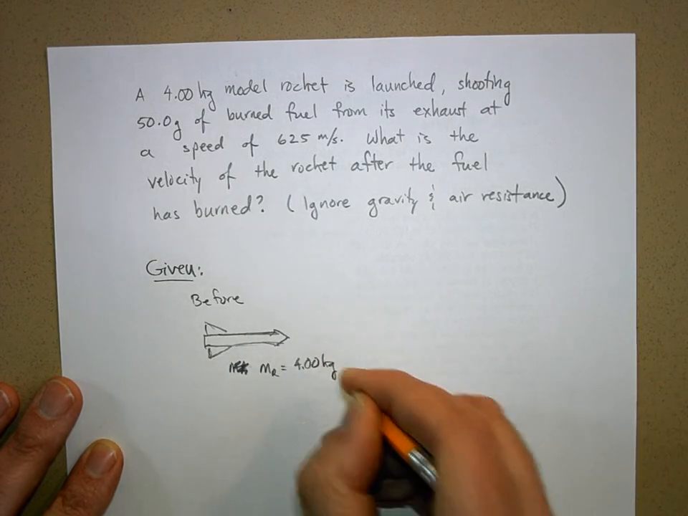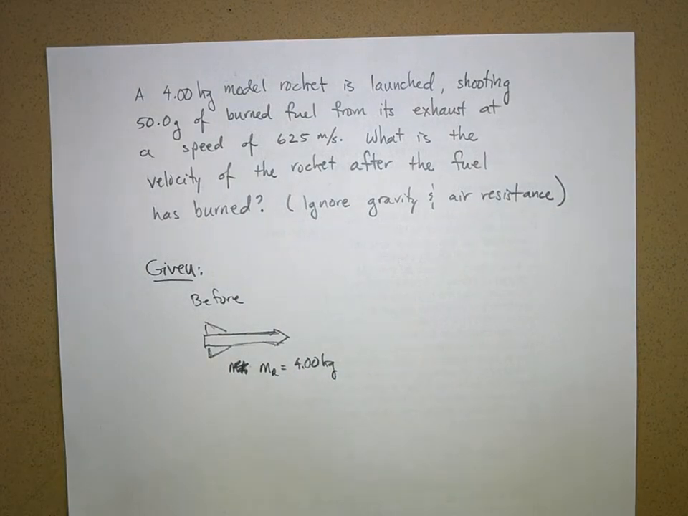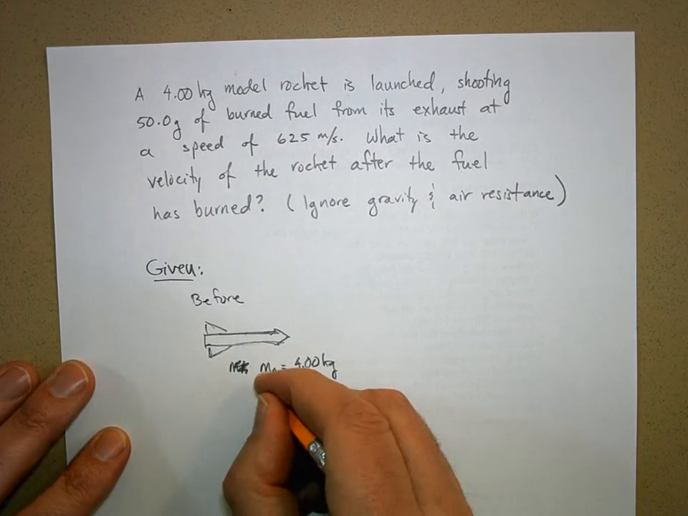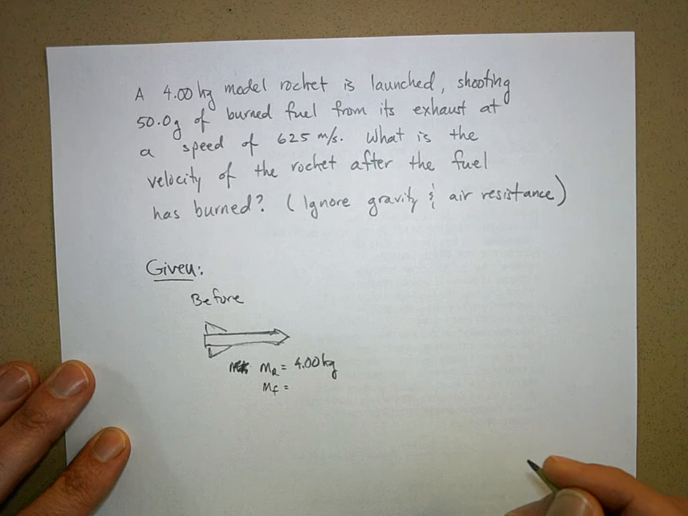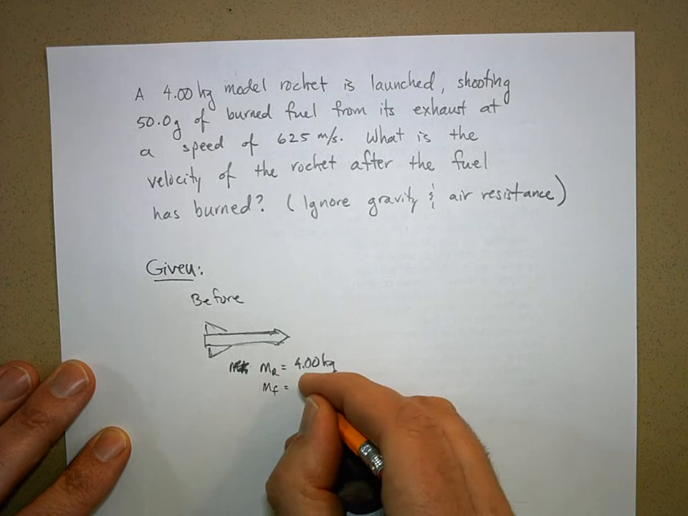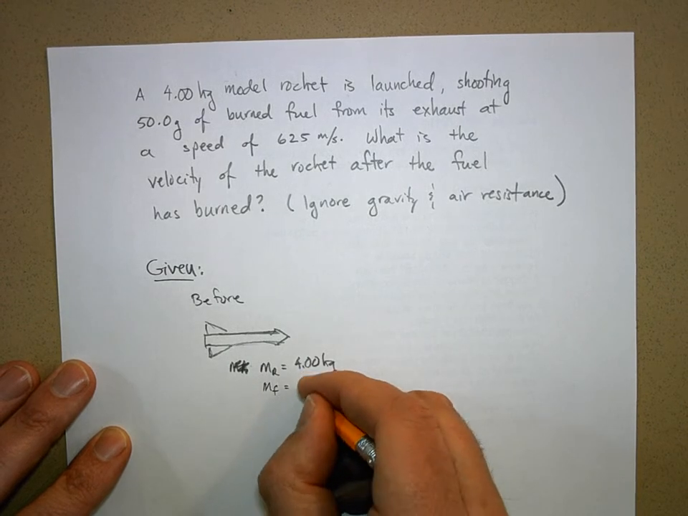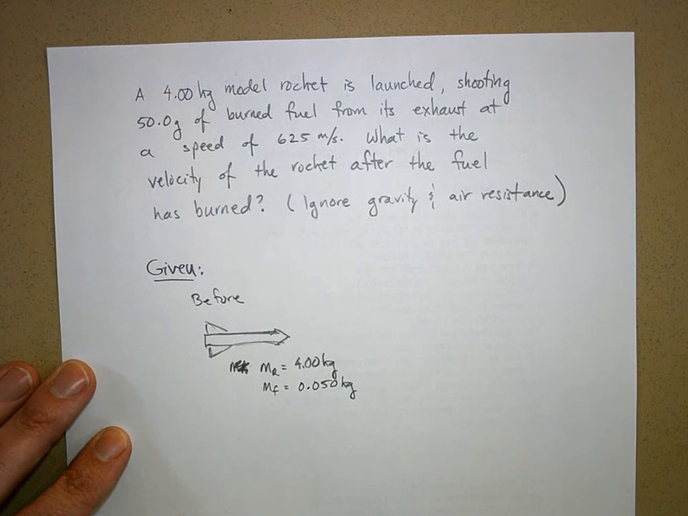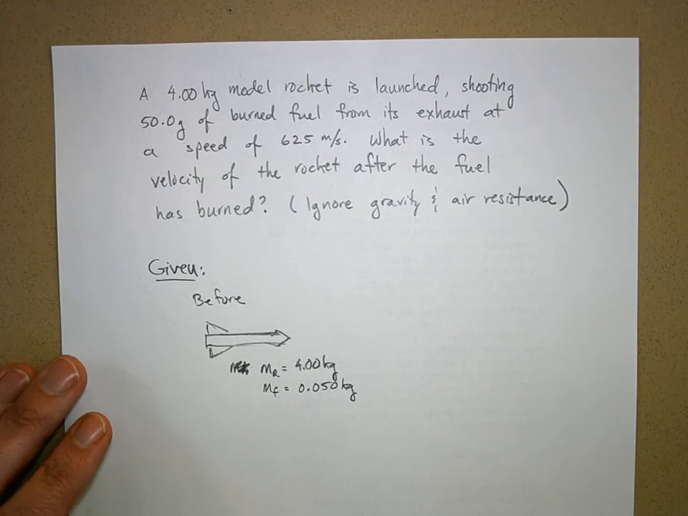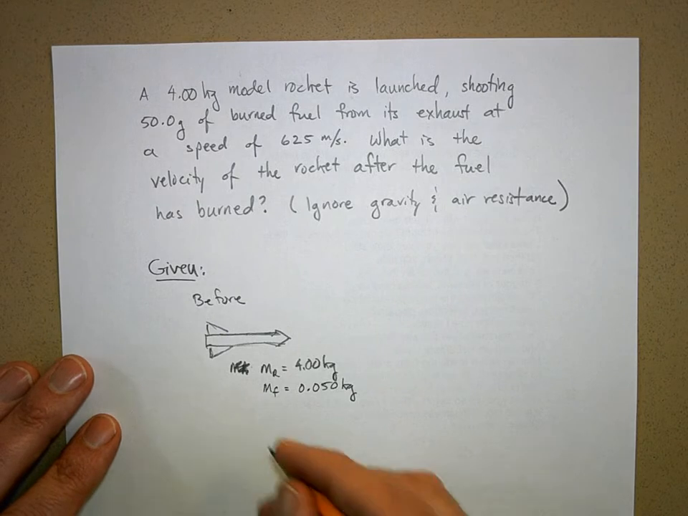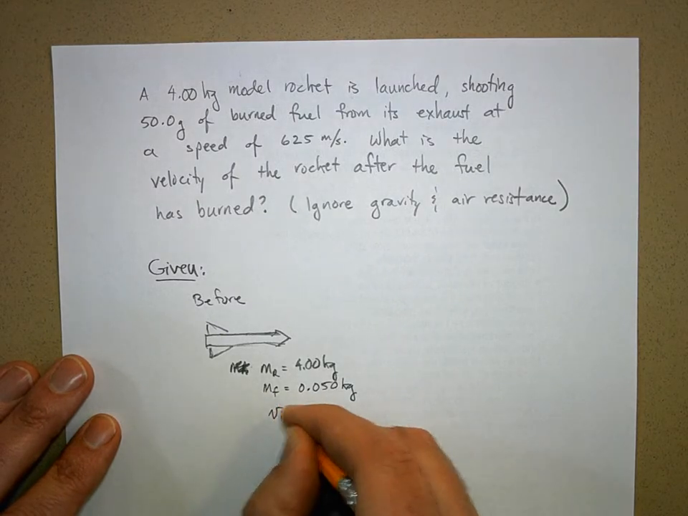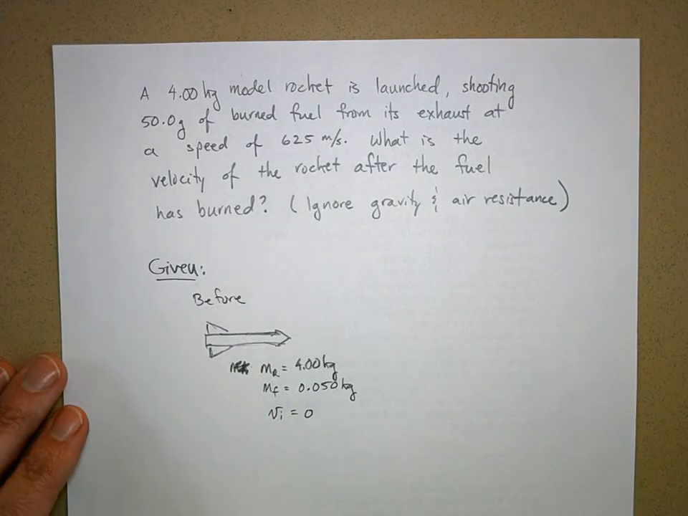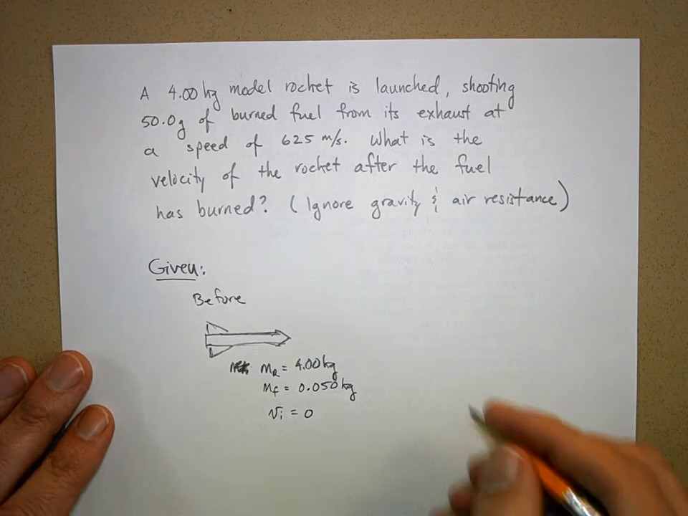is 4.00 kilograms. And let's say it's the mass of the rocket without the fuel in it. The mass of the fuel is 50 grams, but let's change that to kilograms: 0.050 kilograms is the mass of the fuel. And then we know that the initial velocity for both of them is 0. The rocket is at rest. Then it fires.